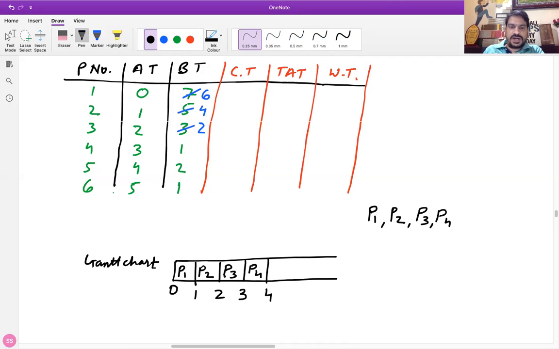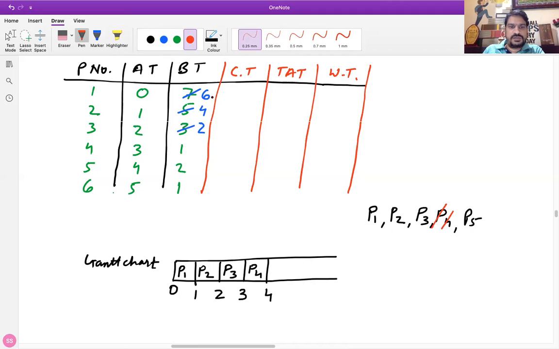Now at that particular time, P5 is also available. Now, what is the remaining time of P4? You see that P4 has already been done, so we'll remove P4 from the ready queue list. What is left? P1, P2, P3 and P5. So we'll compare between P1, P2, P3 and P5.